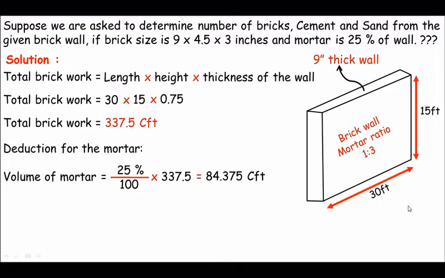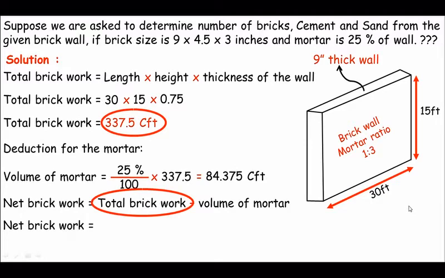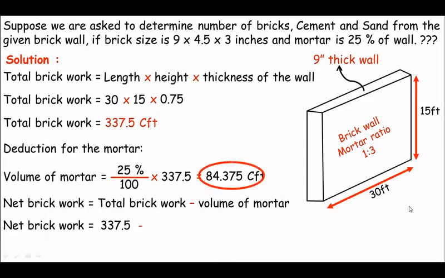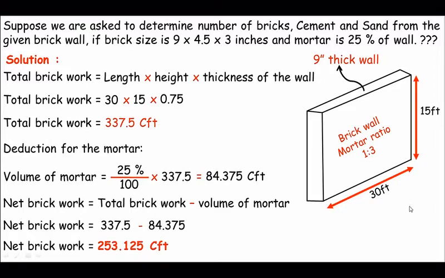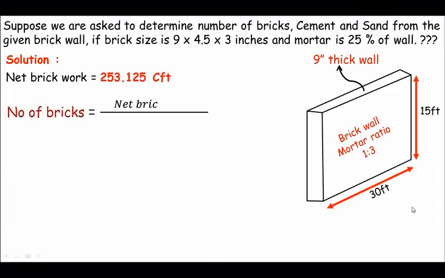Now if we subtract the volume of mortar from the total brickwork, we get the net brickwork, which is like this one. The total brickwork, that's known, minus the volume of mortar, which we calculated a few seconds ago. So we get the net brickwork equals 253.125 CFT. And once we have the net brickwork, we can calculate the number of bricks, which is the net brickwork divided by the volume of one brick.